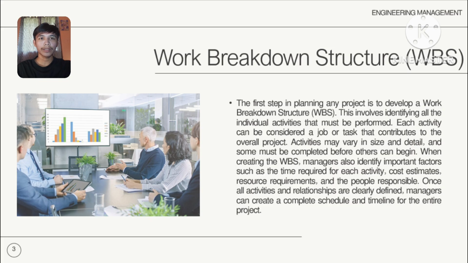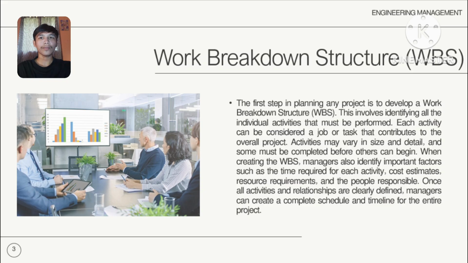Work breakdown structure. The first step in planning any project is to develop a work breakdown structure, or WBS. This involves identifying all the individual activities that must be performed. Each activity can be considered a job or a task that contributes to the overall project. Activities may vary in size and detail and must be completed before others can begin. While creating the WBS, managers also identify important factors such as the time required for each activity, cost estimates, resources required, and the people responsible. Once all activities and relationships are clearly defined, managers can create a complete schedule and timeline for the entire project.